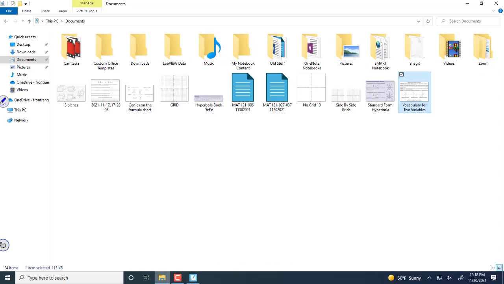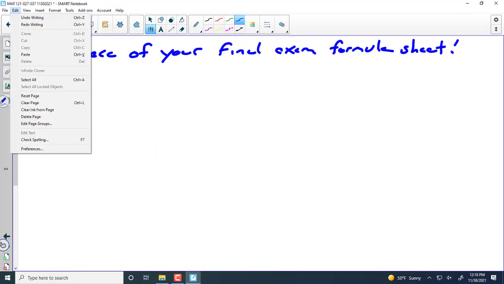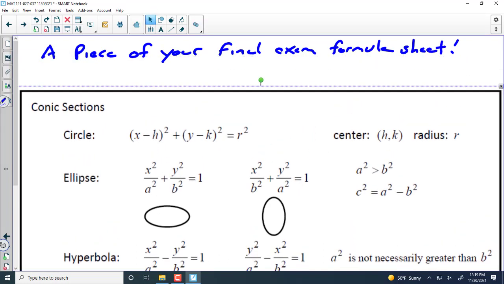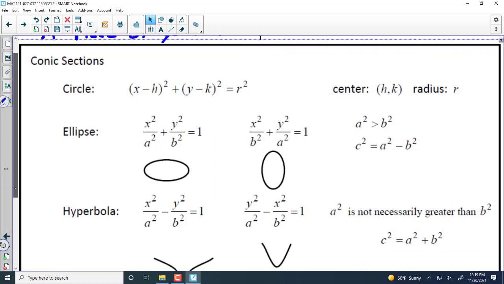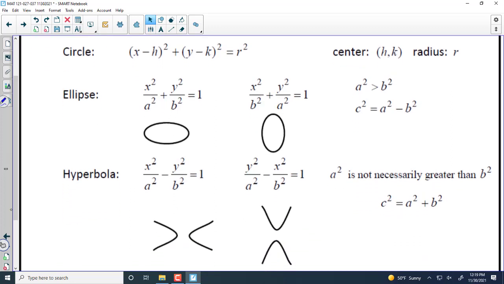I want to show you this, though. This is a piece of the formula sheet that I'm giving you to use on your final exam. Now you can see that it doesn't tell you everything about the circle, ellipse, and the hyperbola. But it does remind you how to figure out which way they open, and how the ellipse is oriented. It reminds you of these equations, c squared equals a squared minus b squared, and c squared equals a squared plus b squared. This is why you want to look at that formula sheet, so you're not spending the next 9 days trying to memorize stuff that I'm going to give you anyway, and rather so you practice using this stuff rather than memorizing it.